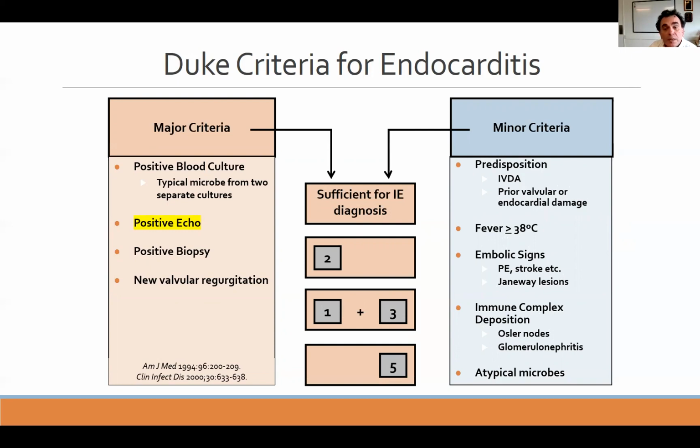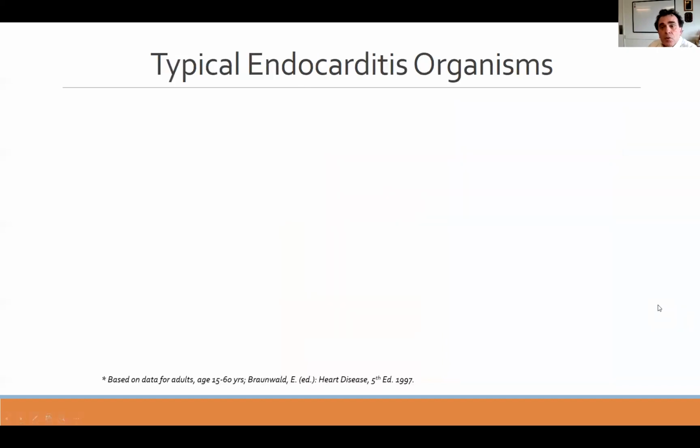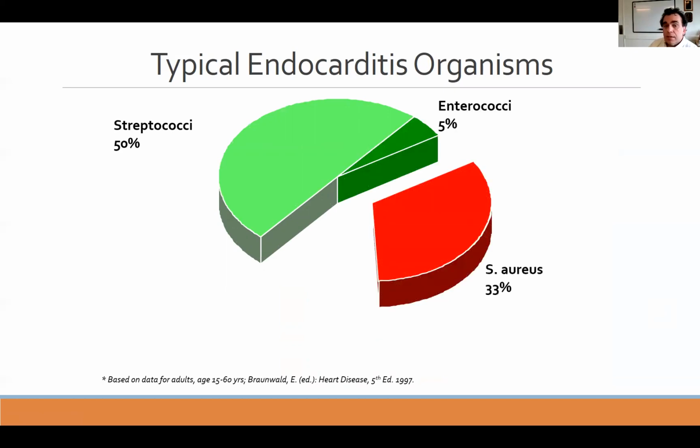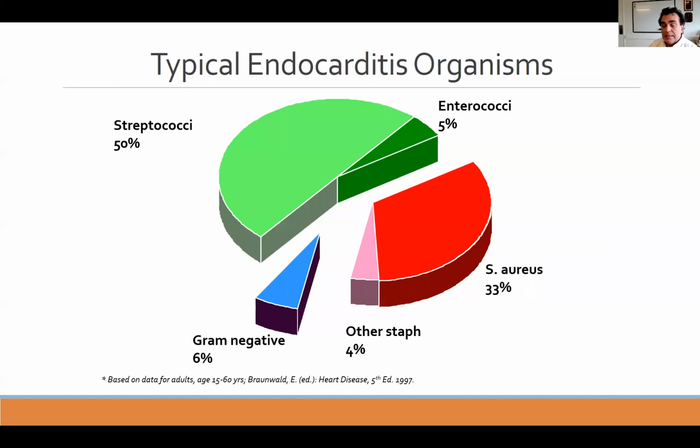In clinical practice, most often we establish the diagnosis of infective endocarditis by two major criteria, and that typically implies finding positive blood cultures for an organism known to cause endocarditis and finding positive echocardiographic findings that are consistent with endocarditis. So what are the typical organisms that cause endocarditis? In 50% of cases or so, those are streptococci, enterococci, and Staphylococcus aureus in about a third of the cases. Other staph organisms account for about 4% of cases, and it is very rare that endocarditis is caused by gram-negative organisms, or even less so by fungi.